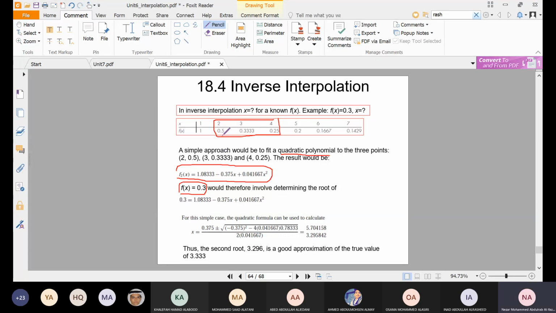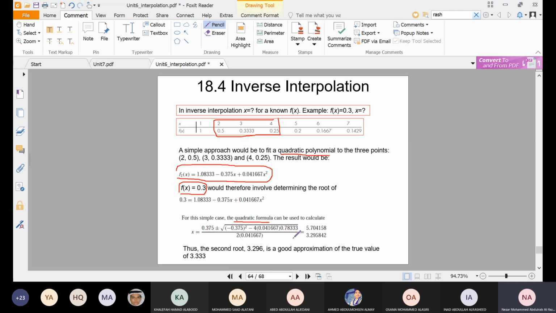Okay, so now I have the function equal 0.5, I have the function equal 0.333, I have the point equal 0.25. I want to use the inverse method if the function equals 0.3. So what's the value of x? So this is the inverse interpolation. What we do here is substitute instead of f of x by 0.3. After that, we compute the roots of this polynomial by using the quadratic form.